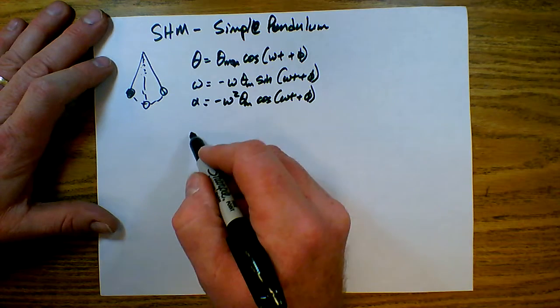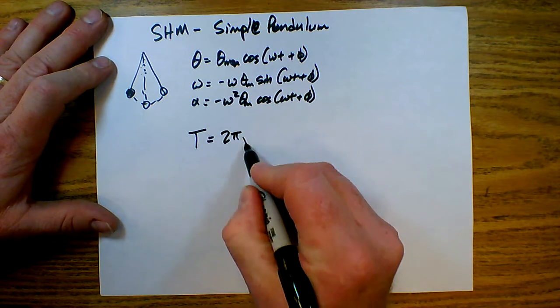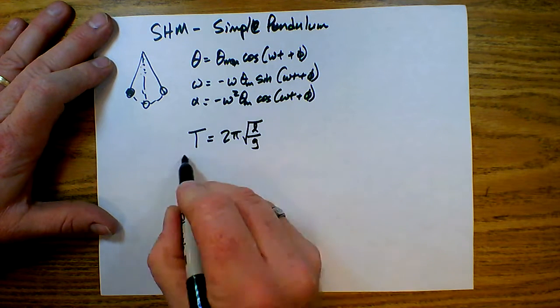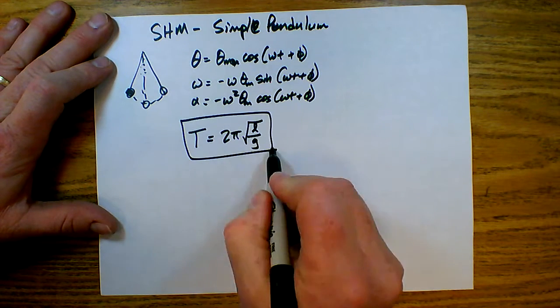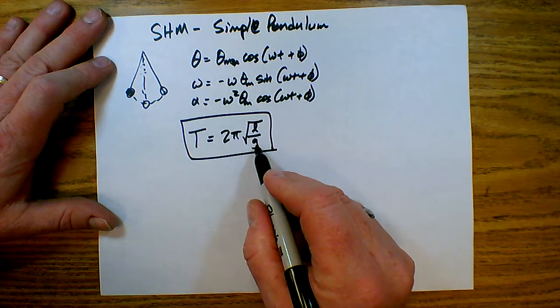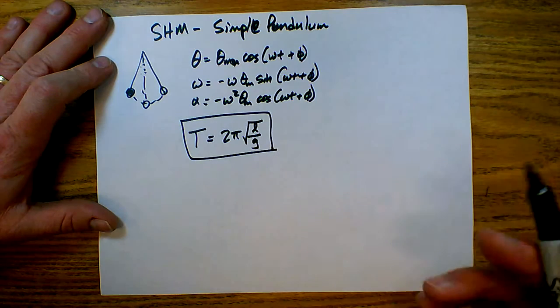Now, the period equation for a simple pendulum is 2 pi times the square root of L over g, L being the length of the pendulum and g being the acceleration of gravity. Simple pendulum is a good experiment to be able to do to figure out the acceleration of gravity, and you can rearrange this equation to solve it for g.